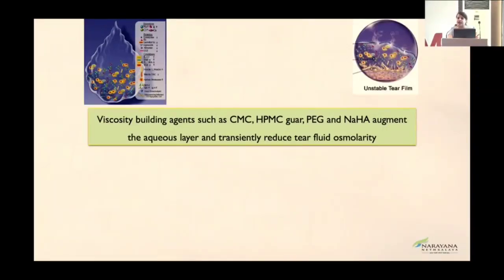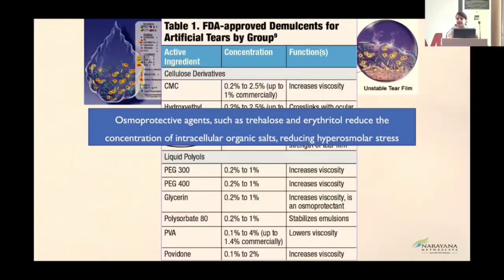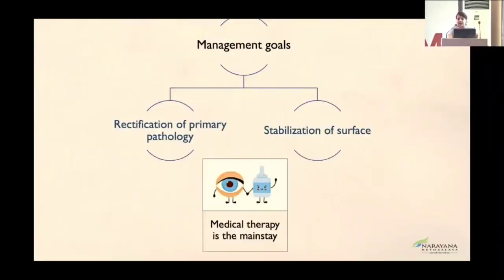Yes, lubricating eye drops are the initial mainstay. Viscosity building agent should be used. Lipid containing eye drops are not required. Today, sodium hyaluronate is the preferred choice because it augments the aqueous layer, and extra additions like dextrin and glycerine are important. Osmoprotective agents such as trehalose and erythritol will reduce the hyperosmolar stress.